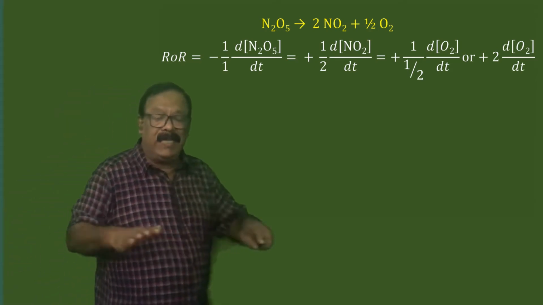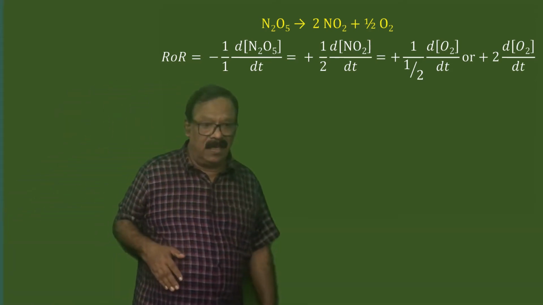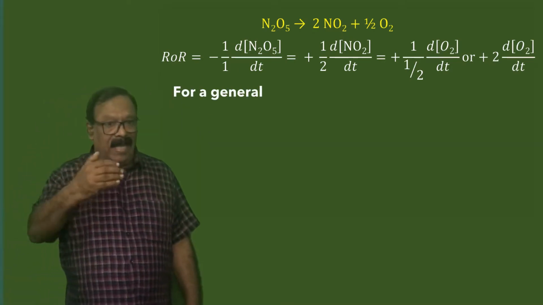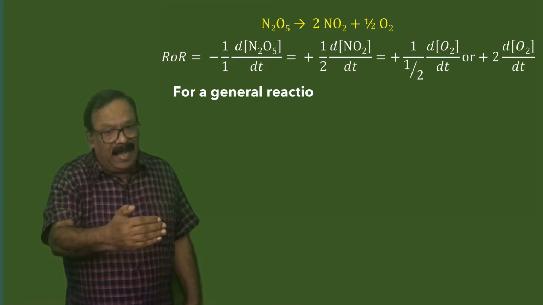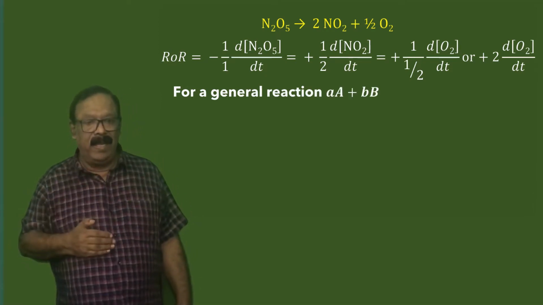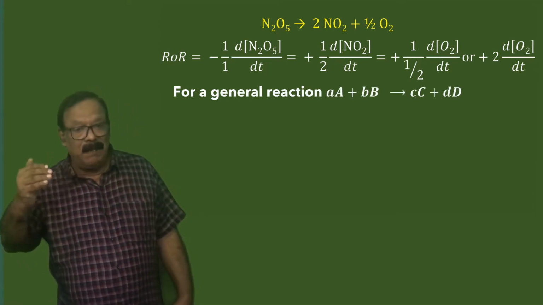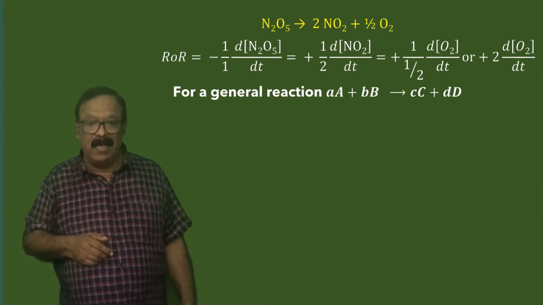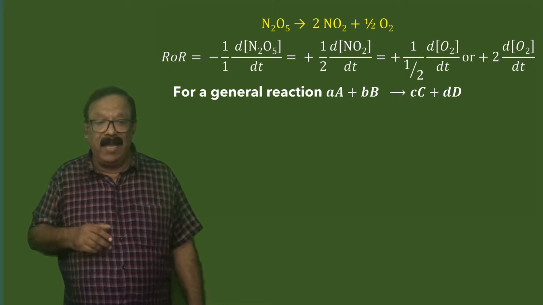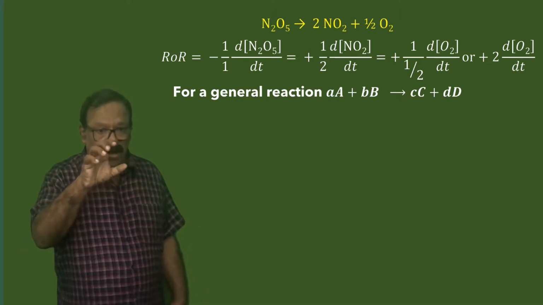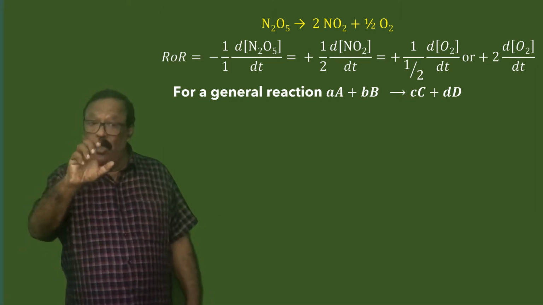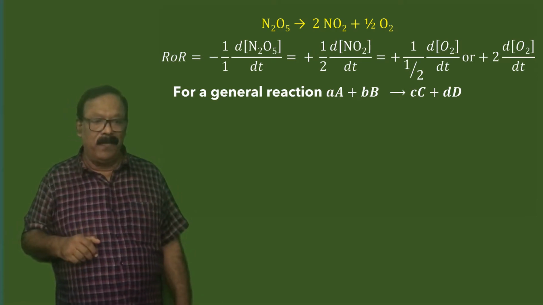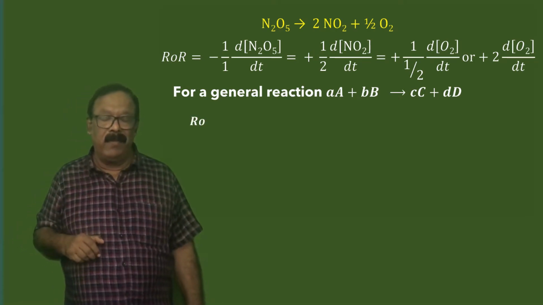Now let us have a general equation for this. We are considering the general reaction, aA plus bB gives cC plus dD. The capital letters are reactants and products, small letters indicate the number of moles, that is the coefficient. We call it as stoichiometric numbers. How will you write the rate now? ROR, rate of reaction, there you go.